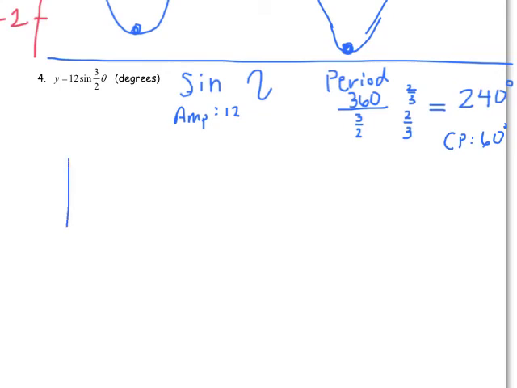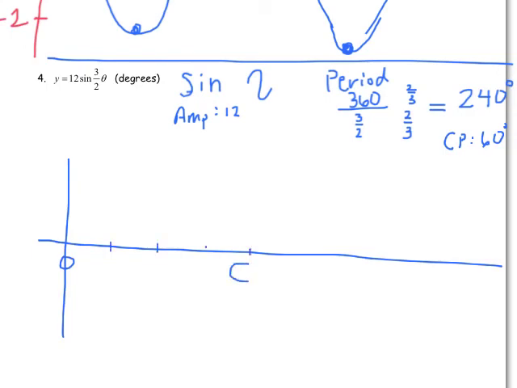Alright, so here we are. Last problem. We start at the 0. We're going to add 60. So 1, 2, 3, 4. This is the first end of the cycle. 1, 2, 3, 4. End of the second cycle. 60, 120, 180, 240, 300, 360, 420, 480. And I go as high as 12 and as low as -12.